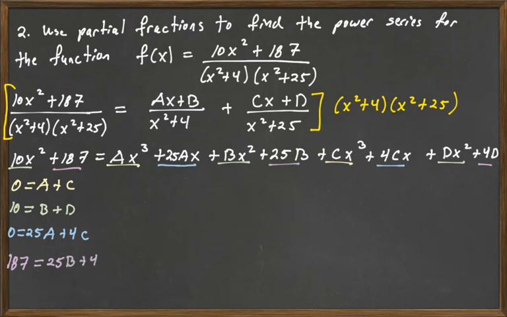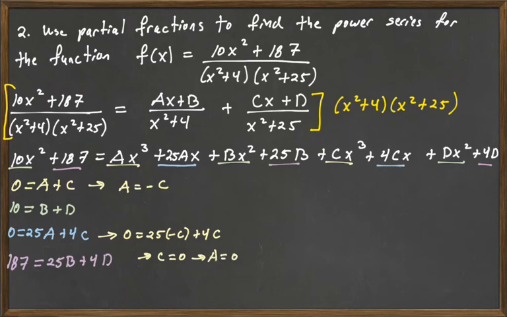Okay, so let's see what we got going on. The first equation we can solve for a. A is equal to negative c, and we can substitute that into the third equation for the a. And so we have 0 is equal to 25 times negative c plus 4c. And so that would tell us that c is equal to 0. And so if c is equal to 0, then so will a. All right, now let's go ahead and take the 10 equals b plus d.